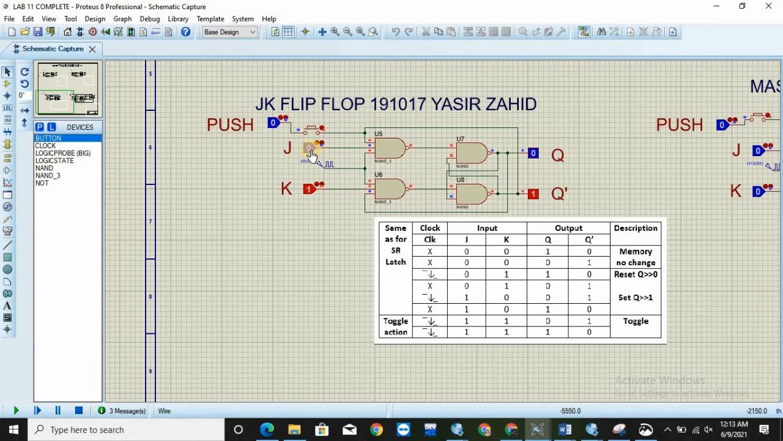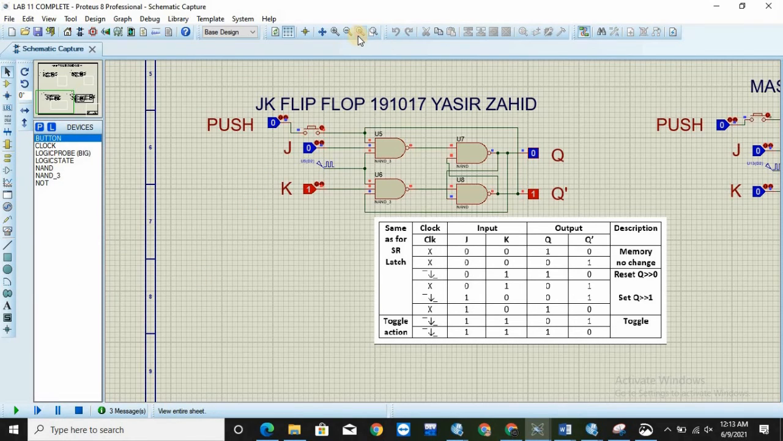So this is the toggling action of what we have in our initial memory state and what we get out of our J and K. If our initial state was 1, our output would be changed from 1 to 0 and from 0 to 1. This is called the toggle action.